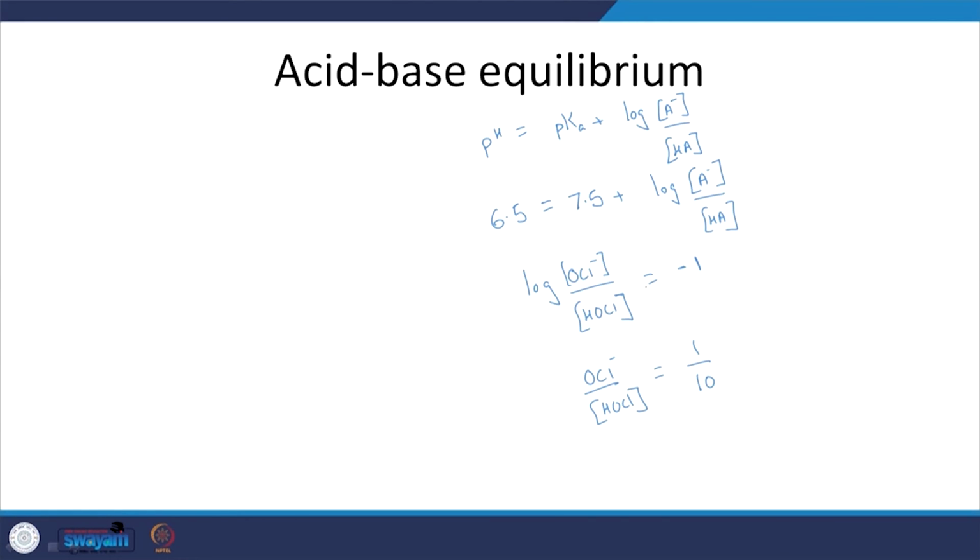I take the antilogarithm, so I take 10 to the power of minus 1, or 1 by 10. So, at a pH of 6.5 you see that most of the solution will stay as HOCl, but at a pH of 8.5, which is 1 unit greater than 7.5, this situation will be reversed. At that pH, most of it will be present as OCl minus. So, you see the key role that pH plays, and that is why we had to look at that Henderson-Hasselbalch equation, right.